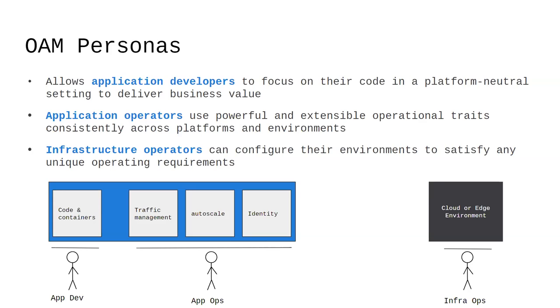The first and foremost being the application developer, and their main job is to focus on delivering code in a platform neutral setting. Then there's the application operator, who is essentially adding runtime characteristics to the code that the application developer is producing. So this could be things like autoscale, they could be applying traffic management, identity, et cetera. And lastly, we have our infrastructure operators. So those are the folks who are configuring the environments to satisfy any unique operating requirements for the application.